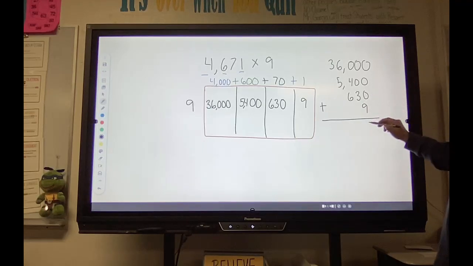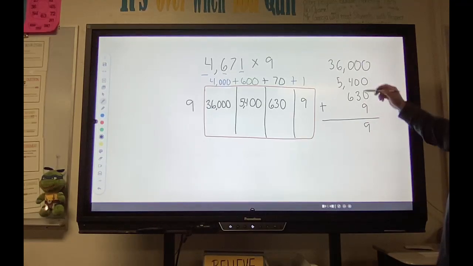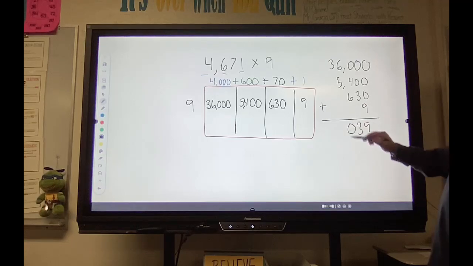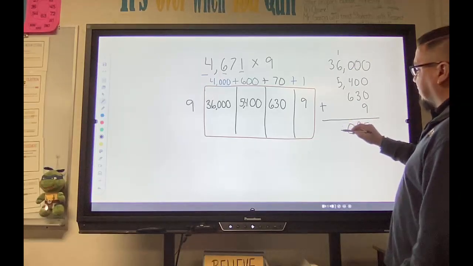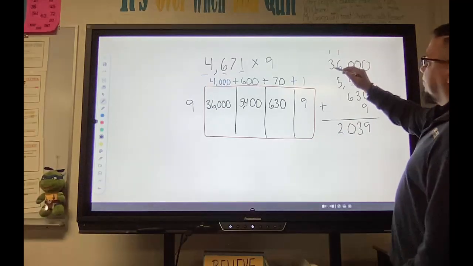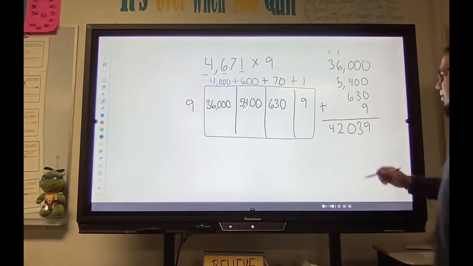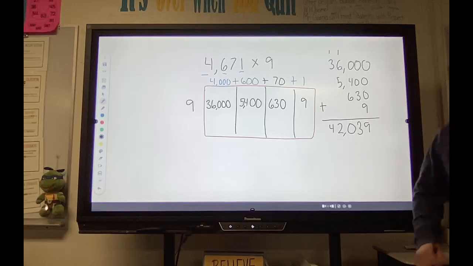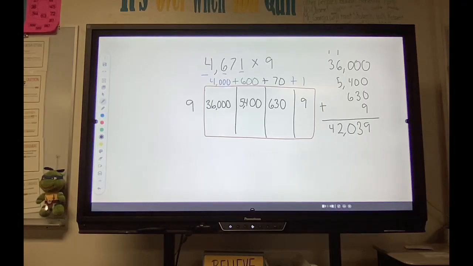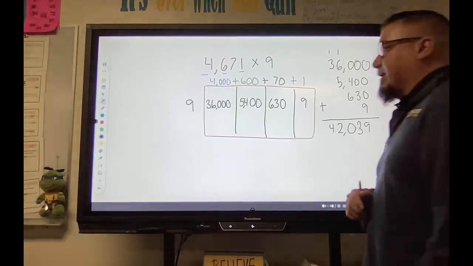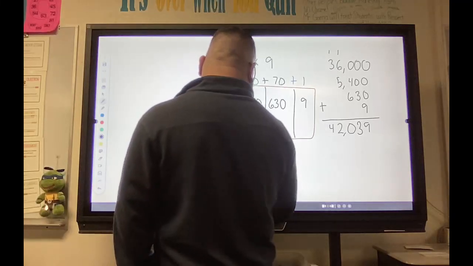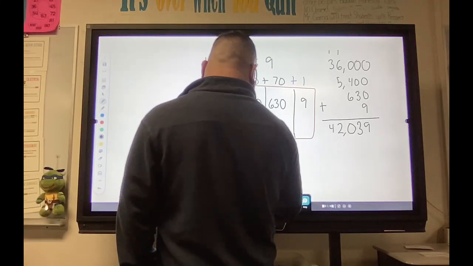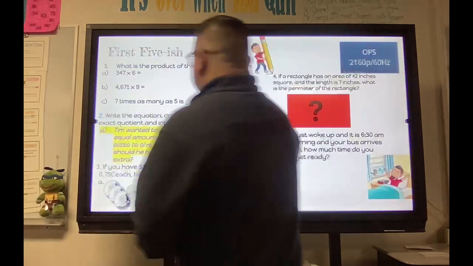Zero plus zero plus zero plus 9 is 9. Zero plus zero plus 3 is 3. Zero plus 4 is 4. 4 plus 6 is 10. So I put a 0 and carry the 1. 5 plus 1 is 6, plus another 6 is 12, so I put the 2, carry the 1. 3 plus 1 is 4. My answer is 42,039. Fix it if you need to. Okay, next one.